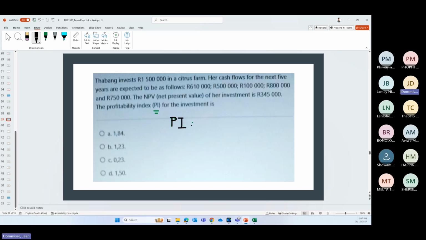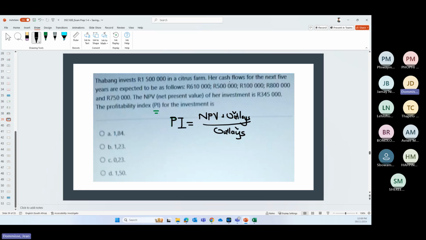Profitability index is equal to net present value plus outlays for your initial investment. So you can put outlays divided by outlays. So that is how your profitability index looks like. So now they say Tabang invest that. So that's your initial outlay.